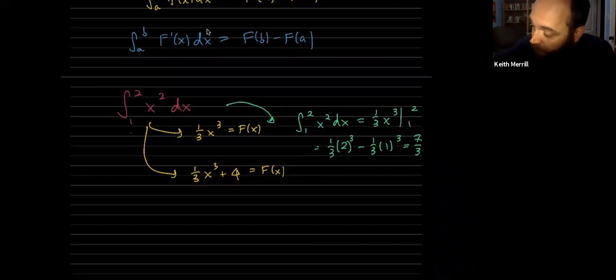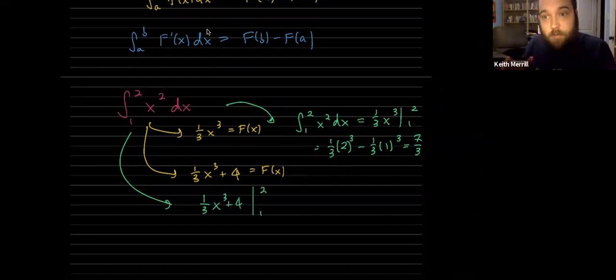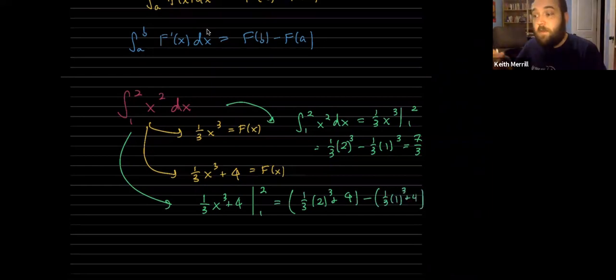On the other hand, we could have tried it the other way here, and we would have written this as 1/3 x cubed plus 4, big bar from 1 to 2. So here, again, same idea. We're using the vertical bar notation. We're using a different antiderivative. And what we would get is 1/3 times 2 cubed plus 4, minus 1/3 times 1 cubed plus 4. And you might just already see what's happening.